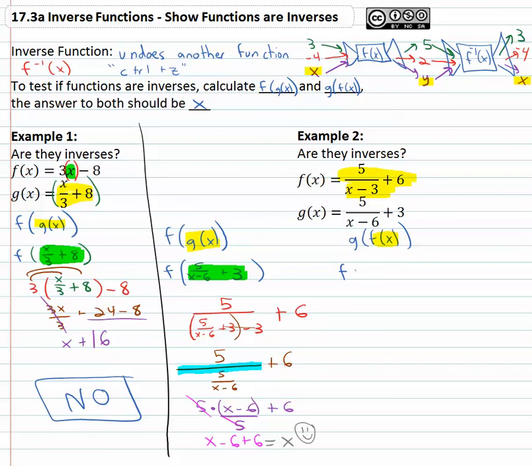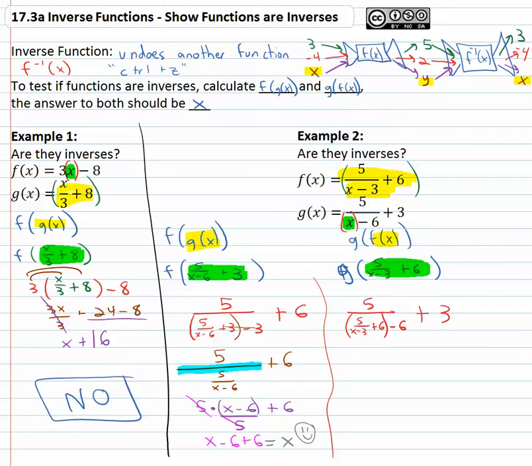So we've got g of the 5 over x minus 3 plus 6. And we'll plug all that stuff in for the x in the other function, giving us 5 over x minus 3 plus 6. And continuing with the function, we have a minus 6 plus 3. And this is going to look very similar to what we just saw before. The 6 minus 6 is 0, so we have 5 over x minus 3 plus 3.